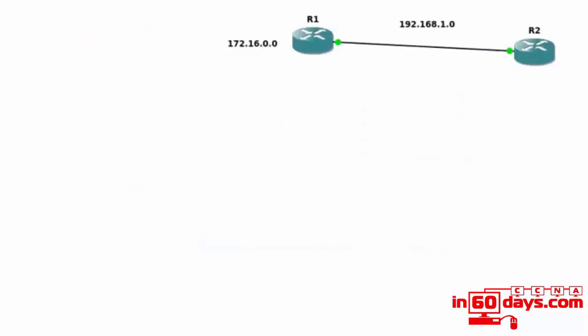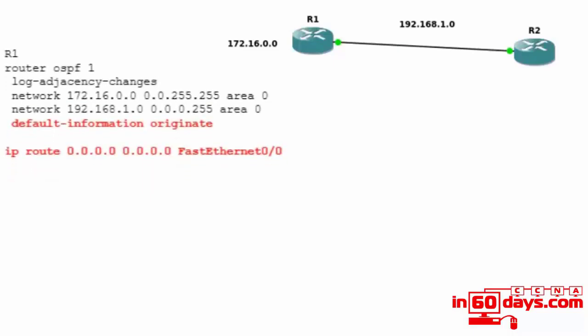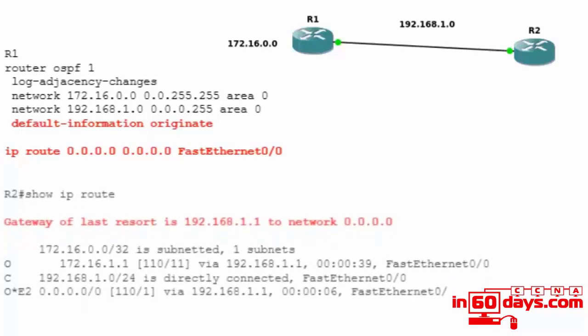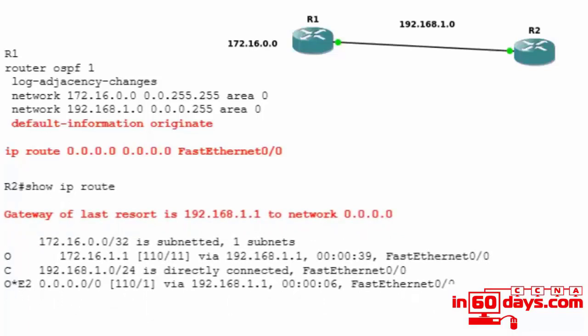So on the right hand side we've got router 1 and router 2, same IP addresses and networks as before. I've issued router ospf 1, I've added 2 networks to router 1, and then I've added the default-information originate command. I've added a static route also on router 1. Now we can see on router 2 the effect is that it's installed a gateway of last resort. The gateway of last resort is the IP address on router 1, the left hand router, to get to any network.